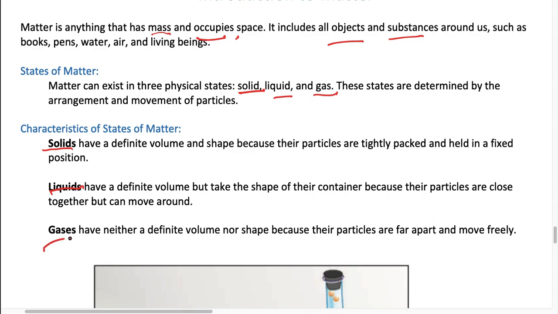Next is gas. Gases have neither a definite volume nor a shape because their particles are far apart and move freely. Gas particles are far apart and can move easily because there is more distance between the particles.